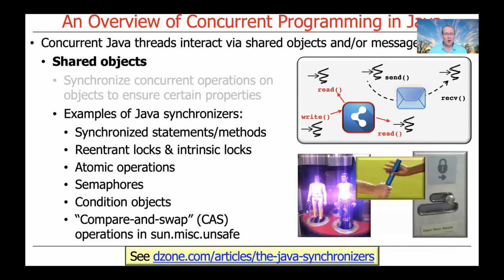Here's a short laundry list of some of the key Java synchronizers. These include synchronized statements and methods, which are built into the Java execution environment. We have reentrant locks, which are class objects that are part of the Java class library in java.util.concurrent. We have atomic operations, which are also classes that use really cool compare-and-swap operations. There are semaphores, there are condition objects, and there are really low-level methods that do compare-and-swap operations that are only available directly to people who are developing the Java class library itself.